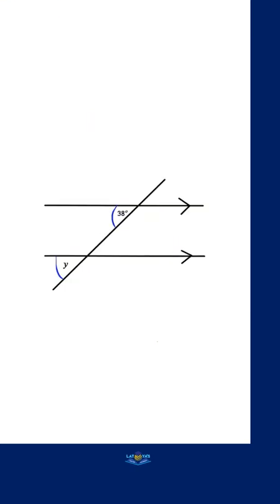Let's look at this example. If this angle here is 30 degrees, then what is going to be this angle here? This angle here is also going to be 38 degrees, and the reason for this is corresponding angles.